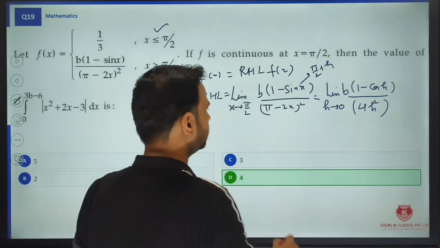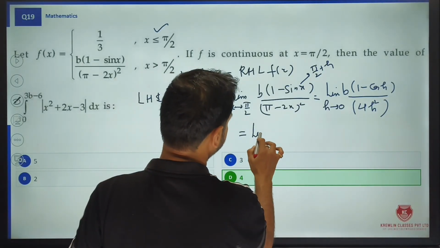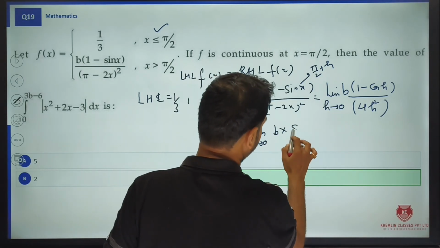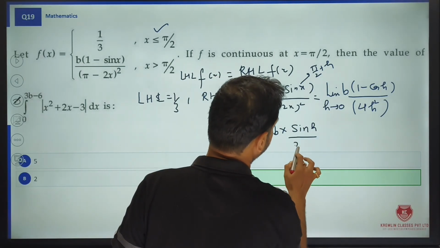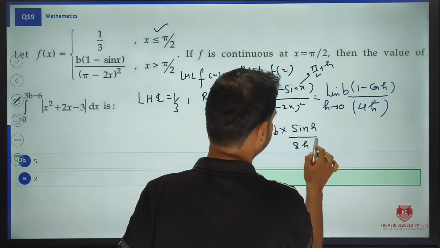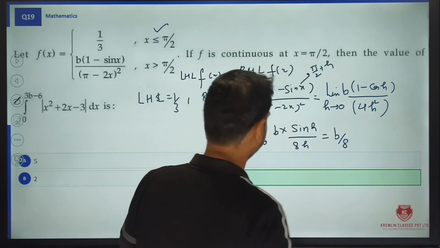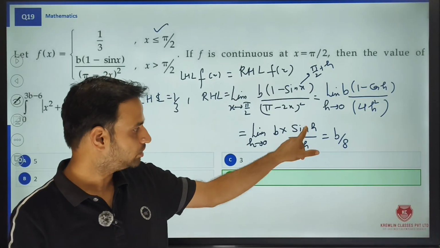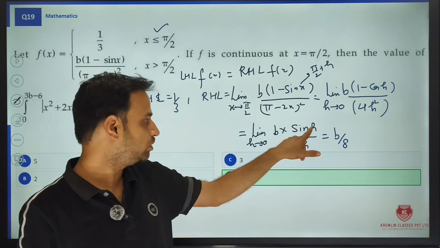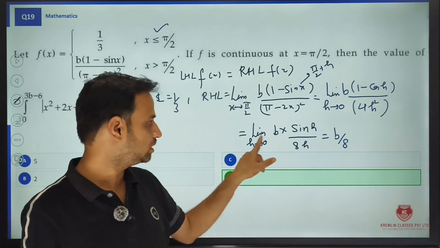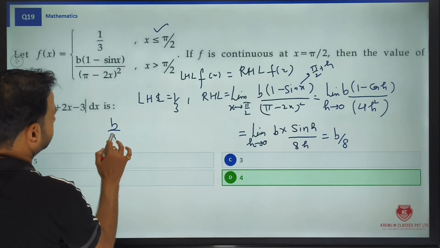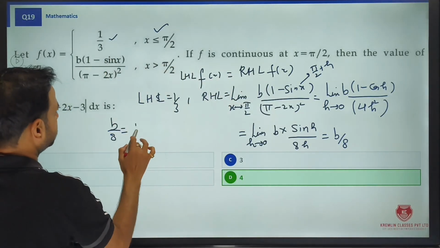Now we can see this one. We can use L'Hospital rule for simplicity. Limit h tending to 0, this will be b into sin h upon 8h. So sin h by h is 1. So the limit is b by 8 by the L'Hospital rule. Sin h by h, again when we differentiate, it is cos h upon 1, or else it is a well known identity: sin x upon x, limit x tending to 0, is 1. So the answer is b by 8. So b by 8, by the definition, should be equal to 1 by 3.